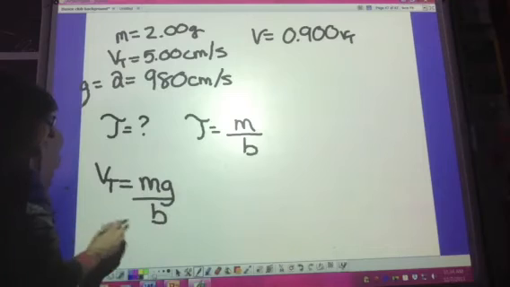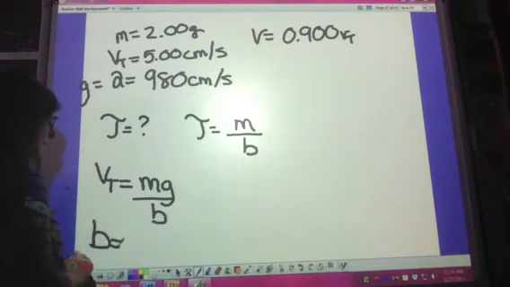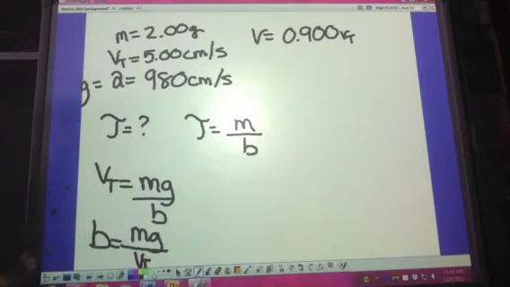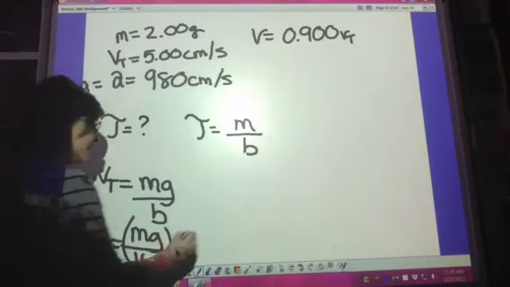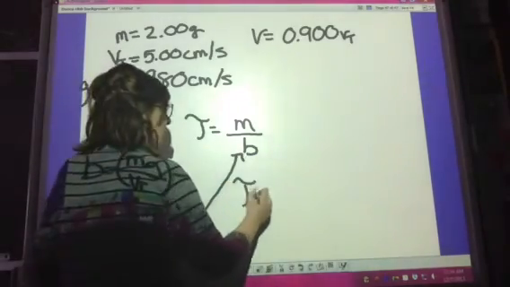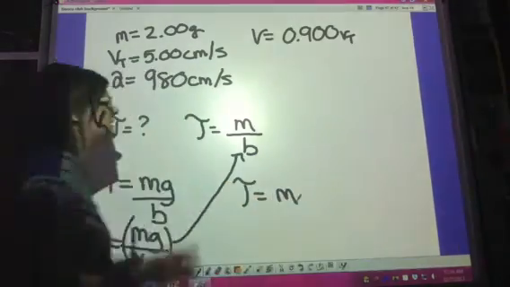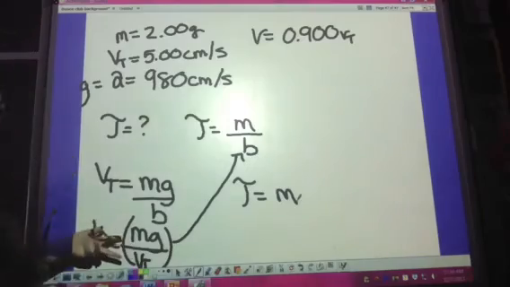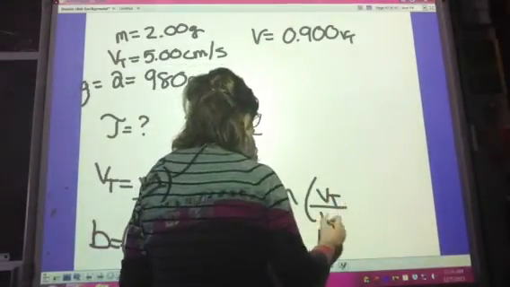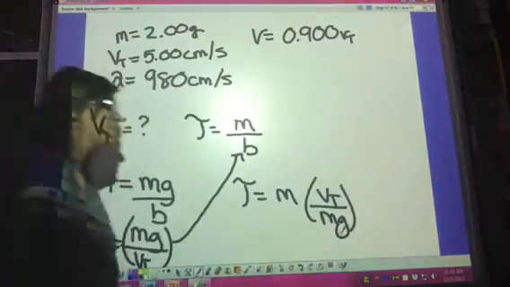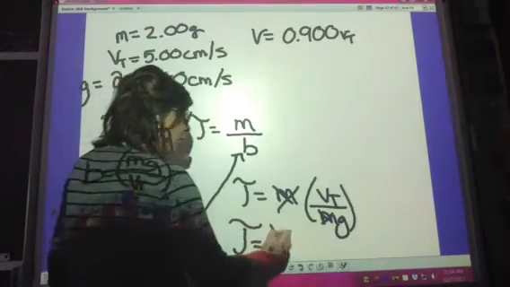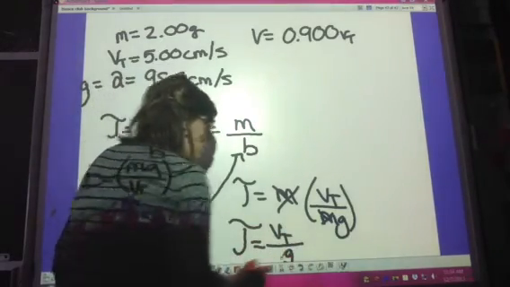If I rearrange this for B, I get B equals mg over Vt. Now let's substitute that in here for B. So now I get tau equals mass, and since this is in the denominator, let's multiply by the reciprocal, because that would be the exact same thing. So mass times Vt over mg, then the masses cancel. So tau is just going to equal the terminal speed over g.